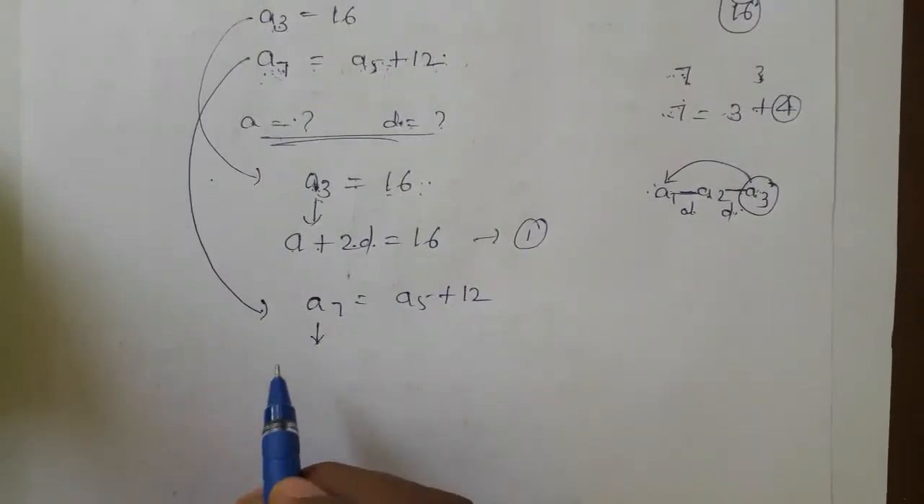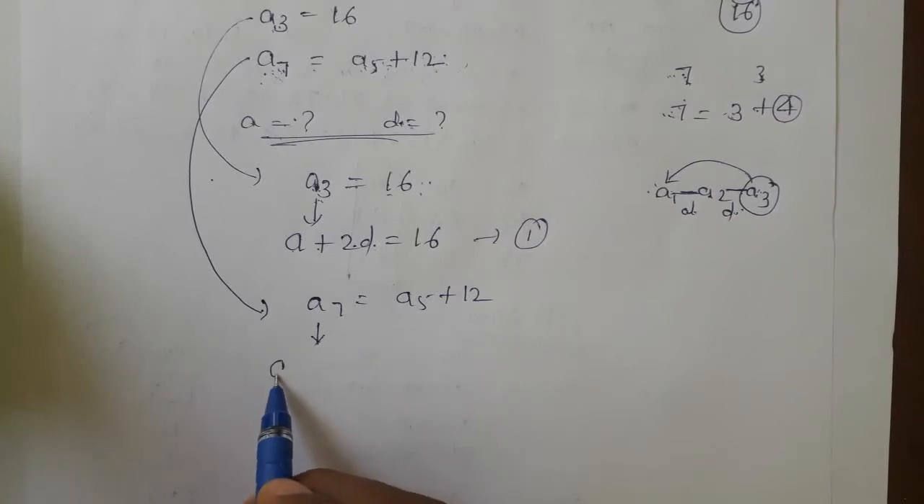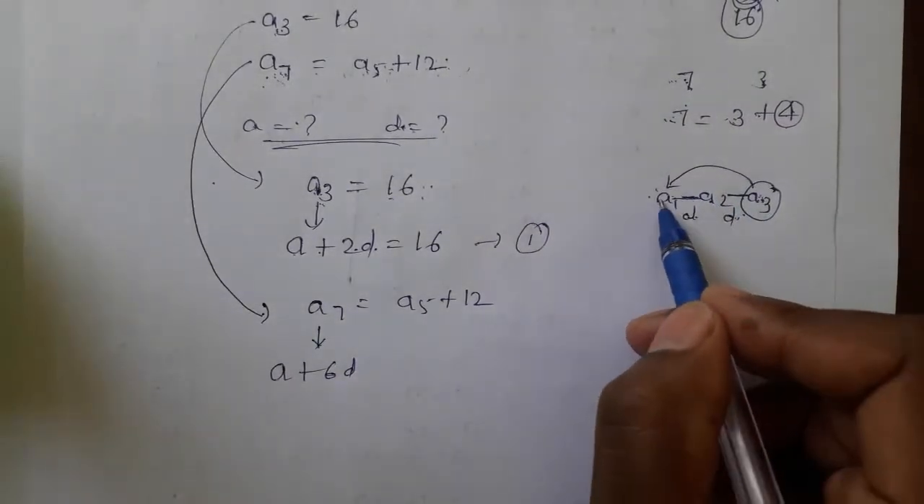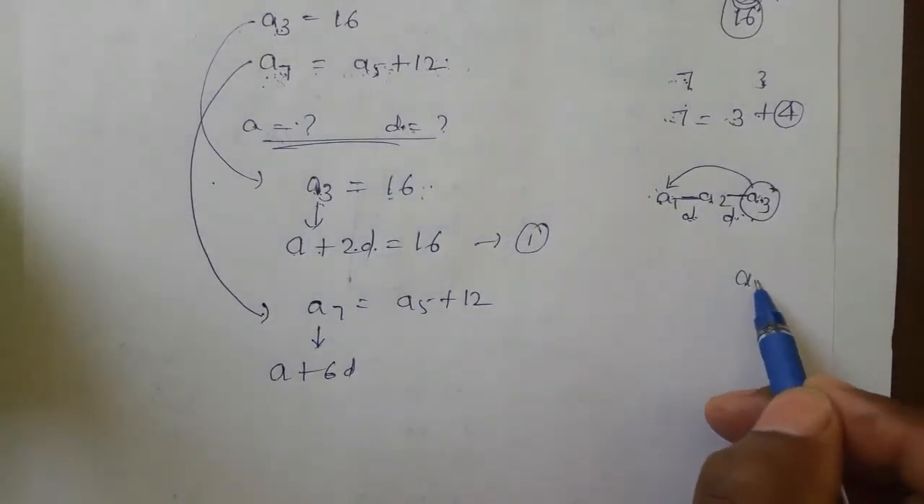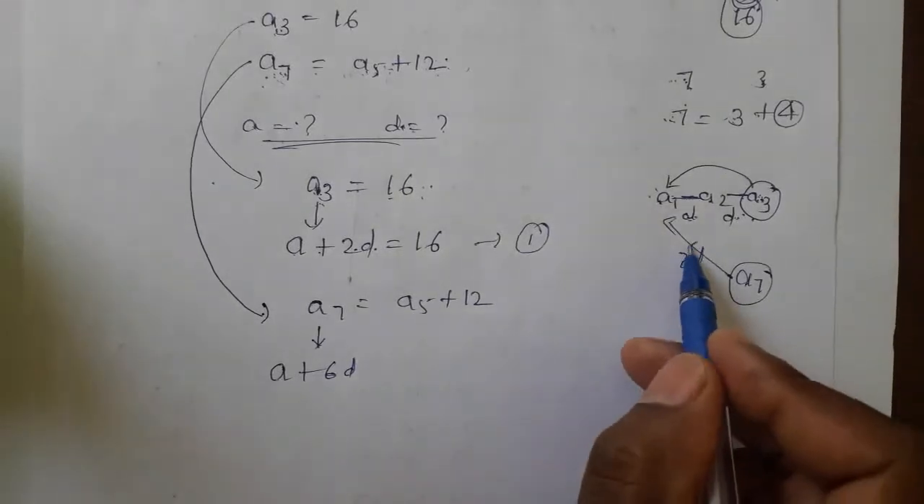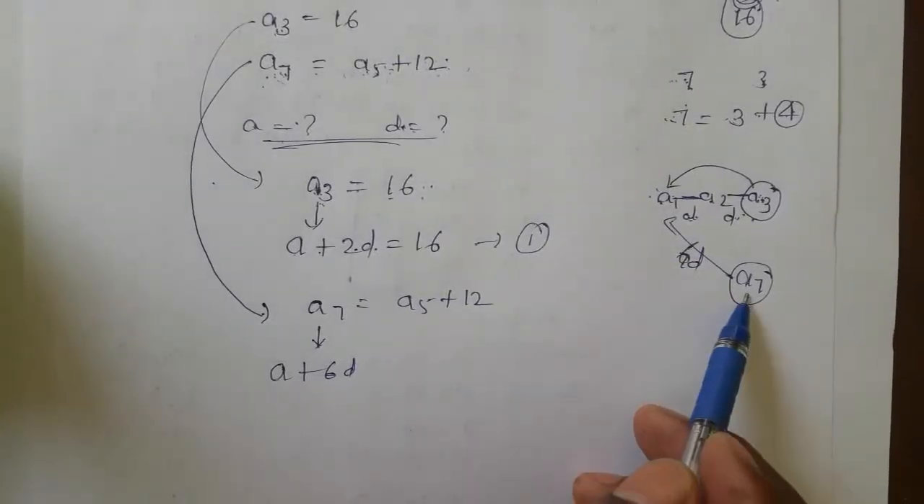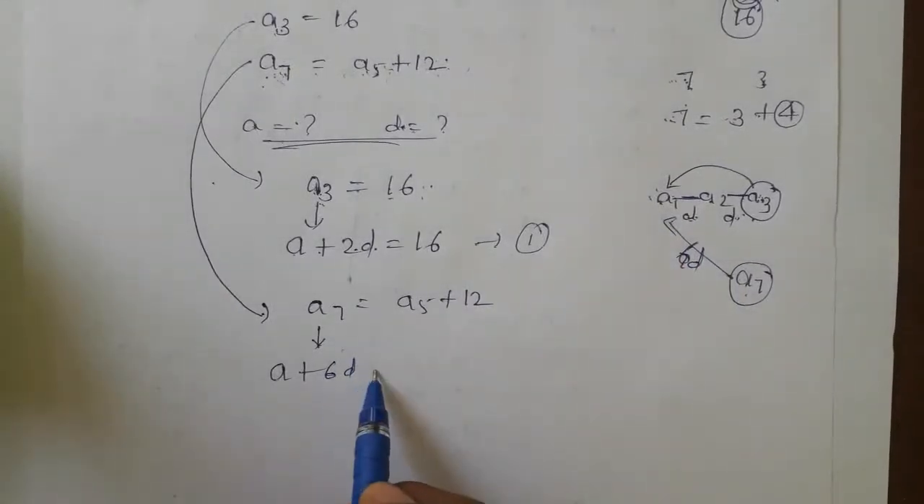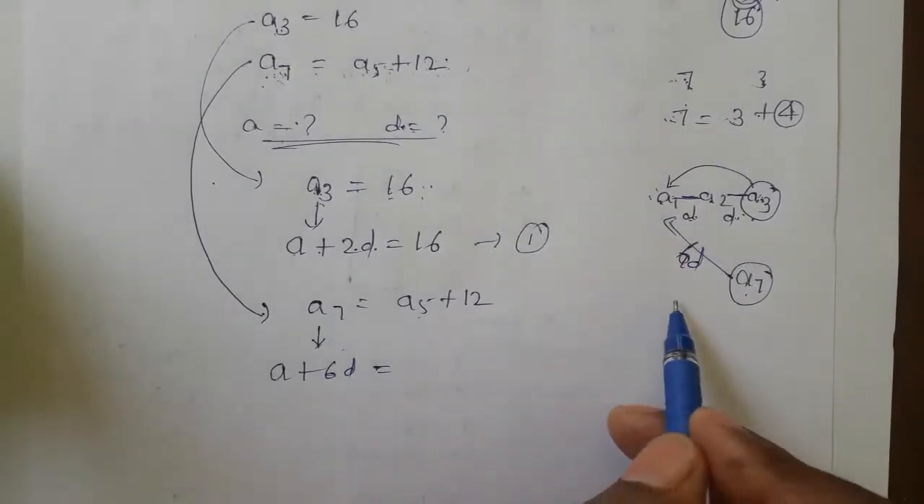Now in the same way we will expand A7. How to expand A7? A plus 6D. In the same way, A3 is from A1, 2 differences after it comes. Similarly, A7 from A, totally 6 differences after it comes. So between the 7th term and the first term, how many differences are there? 6 differences are there.